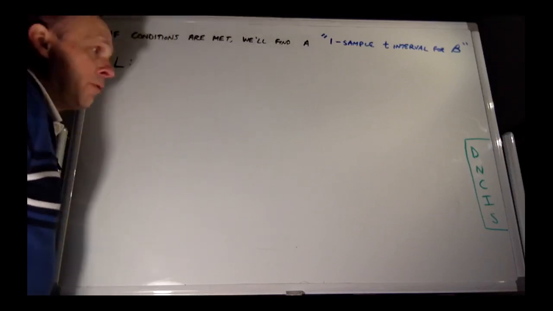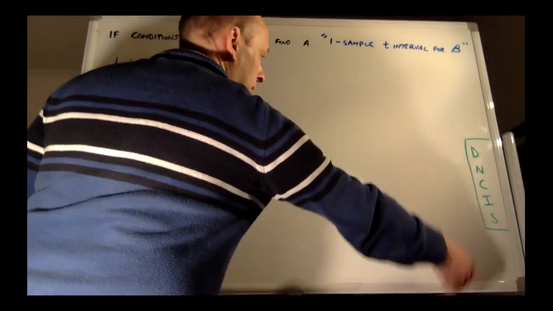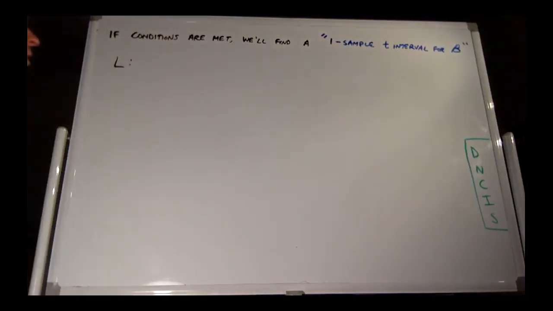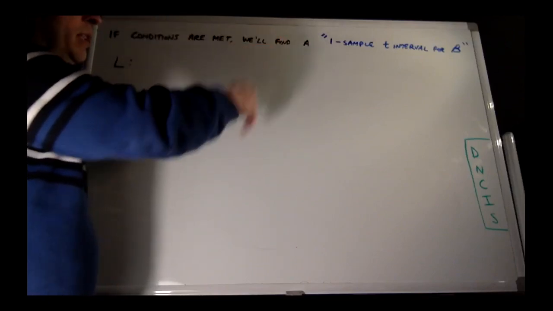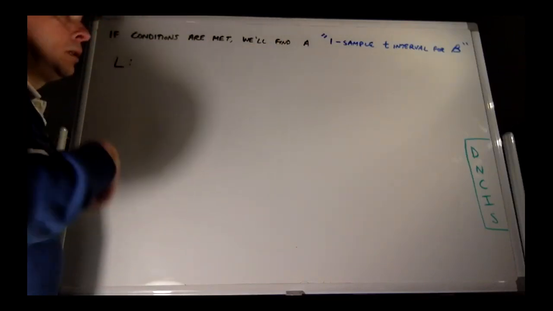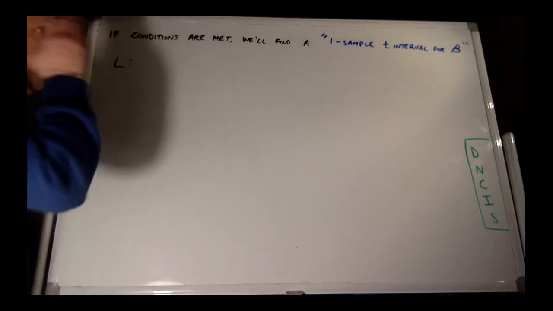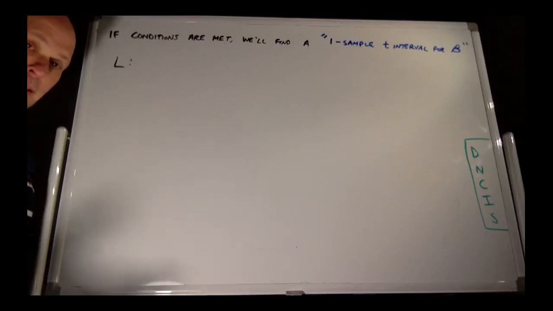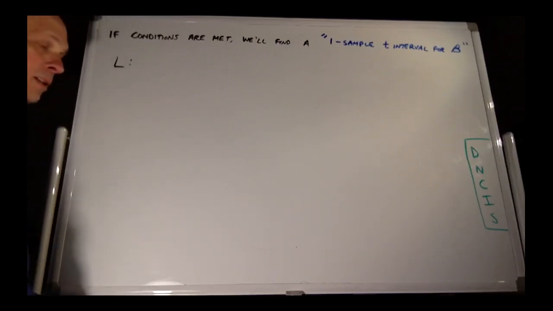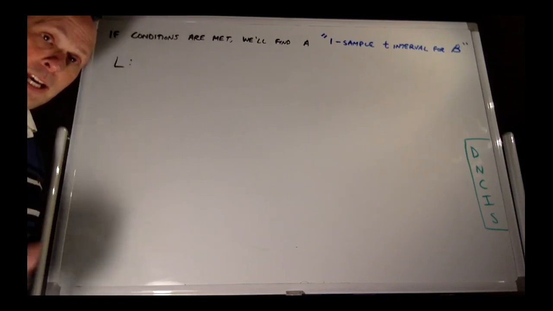Okay, so we are now ready to name the interval and then check the conditions. So we say if conditions are met, we'll find, and there's the name of it, a 1 sample T interval for beta. So we've named the test. Now we're going to check all of those conditions. And as we've seen, there's really 5 things to look at with our acronym LINER.